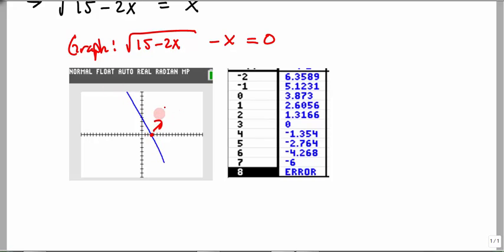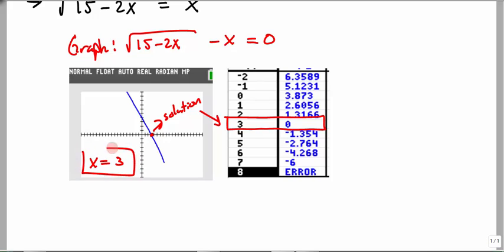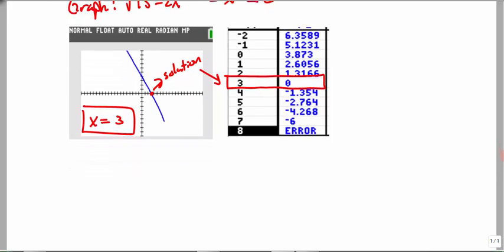So here's my solution, or my root, or my 0. They all mean the same thing. And this is telling me I have a solution here as well. So when I get done, I think my solution should be x equals 3. But let's see what happens when we do this by hand.